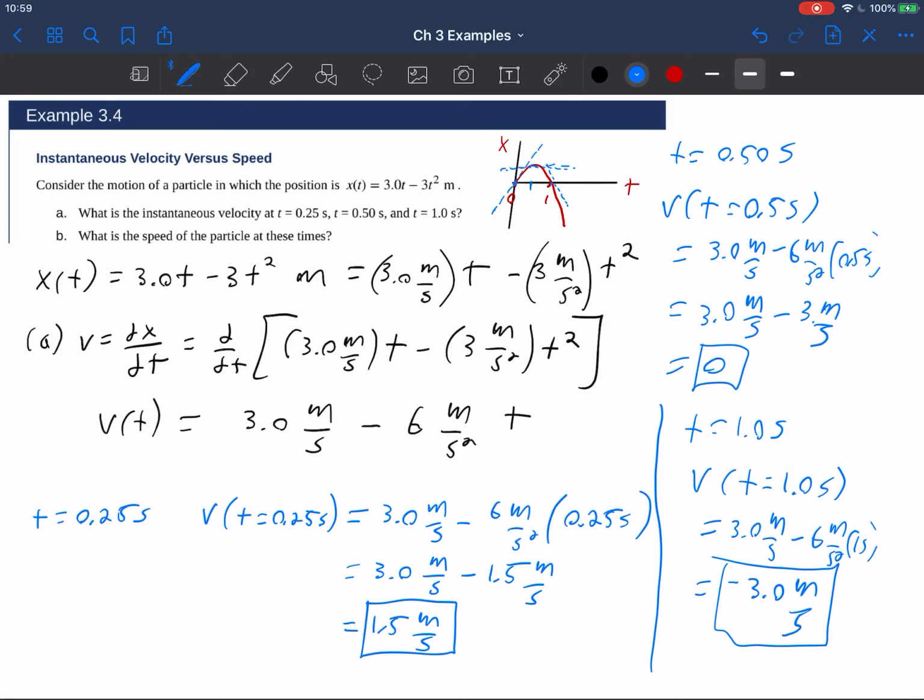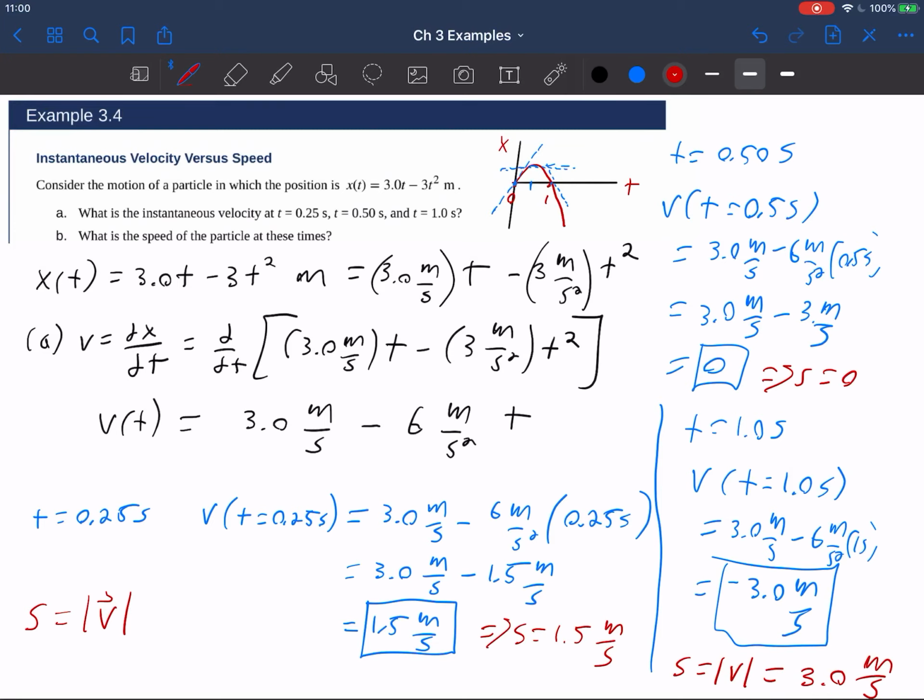For part B, what is the speed of the particle at these times? Well, we can remember that speed is just equal to the magnitude of our velocity vector. And so at time equals 0.25 seconds, that's a positive velocity, so that implies the speed is also positive. It's exactly the same number. At time equals 0.5 seconds, the speed is also 0. And at time equals 1 second, well, this time the speed is equal to the magnitude of the velocity, so that makes the speed equal to 3.0 meters per second. Okay, so that's a nice problem.